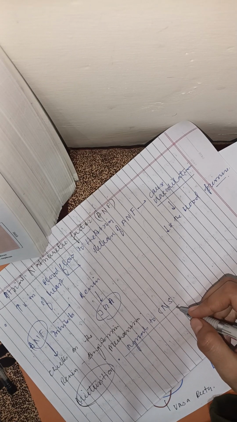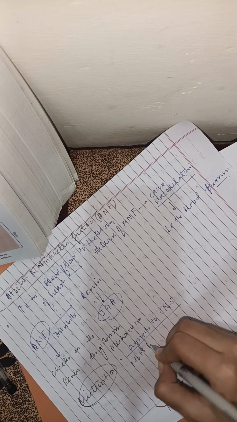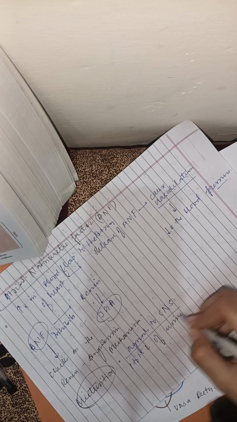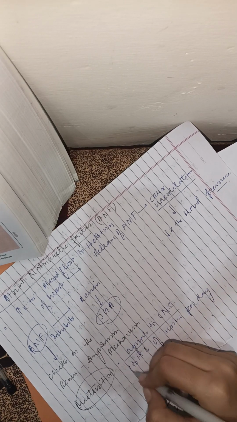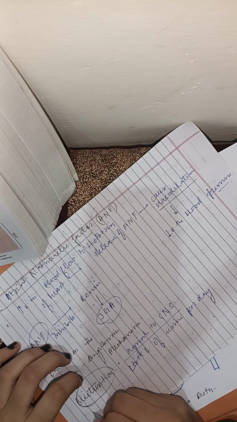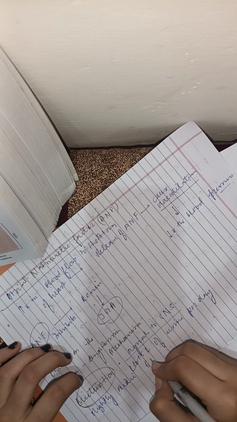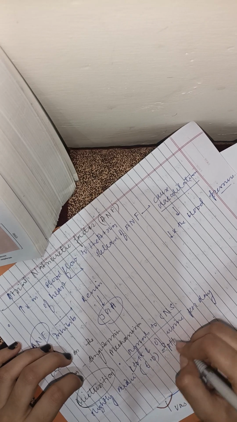The CNS passes on the motor messages to initiate the contraction of the smooth muscles of the bladder and simultaneously relaxes the urethral sphincter, causing the release of the urine. An adult human excretes on an average 1 to 1.5 liters of urine per day. Urine is a light yellow colored watery fluid. It is slightly acidic, with a pH of 6.0. It has a characteristic odor also.